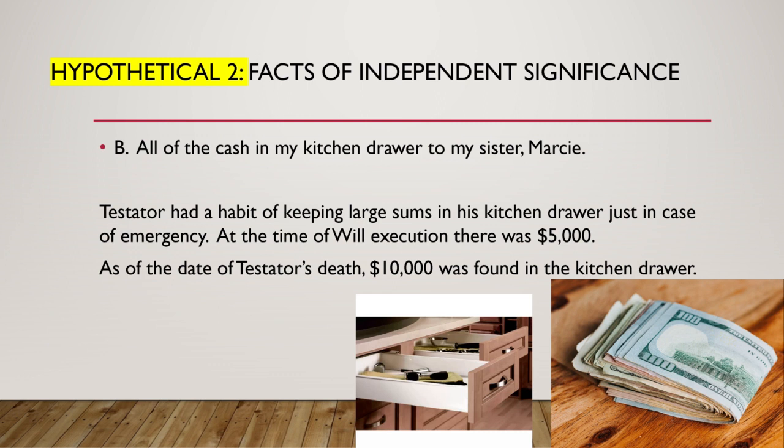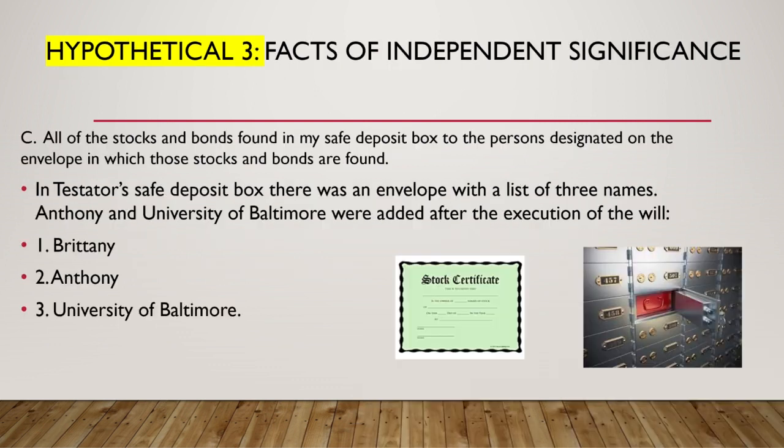What about two? All of the cash in my kitchen drawer to my sister Marcy. Well, that's not where people keep money and bequeath it. So the money going in and out, what is the objective, any other objective reason for keeping that much money in a kitchen drawer? Probably not. That one would be problematic. Three: all the stocks and bonds found in my safe deposit box. Well, what is the purpose of a safe deposit box? It is for safekeeping. So why wouldn't that be sufficient?